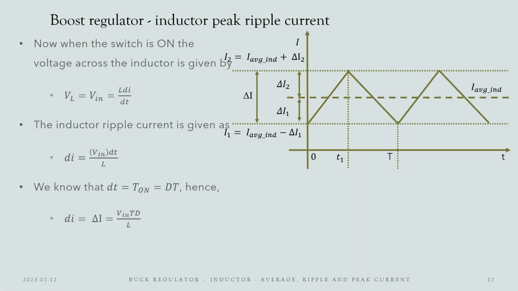We know that when the switch is turned on, inductor voltage is equal to the input voltage. The ripple current is given as V in dt divided by L. Considering d as a duty cycle, on time is given as dT. Let us substitute on time in our previous equation. We get inductor current delta I as V in T d divided by L.